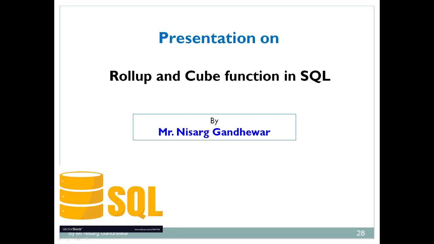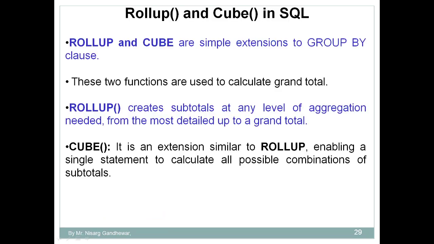So here we discuss what is the use of these functions, and we also try to demonstrate them with the help of an example. First of all, Rollup and Cube are extensions of the GROUP BY clause. If you remember, we discussed the GROUP BY clause, the HAVING clause and aggregate functions. Aggregate function, GROUP BY clause and HAVING clause, these three are mostly used in a combined way.